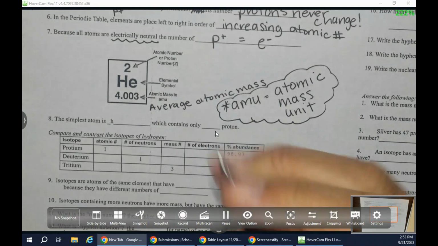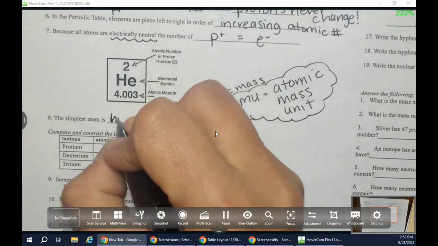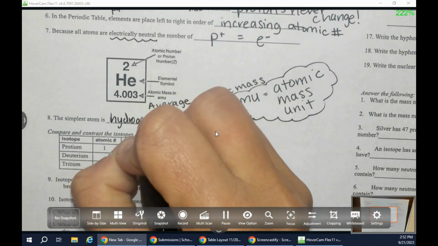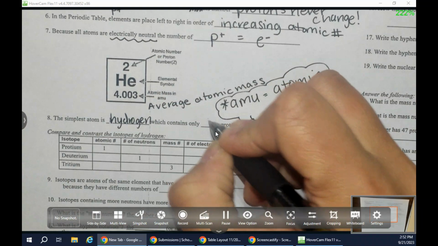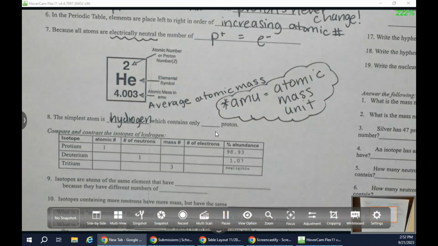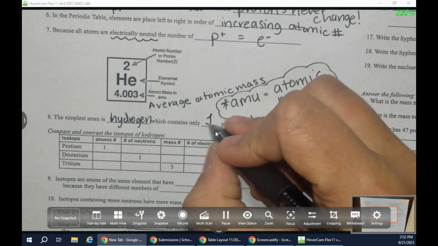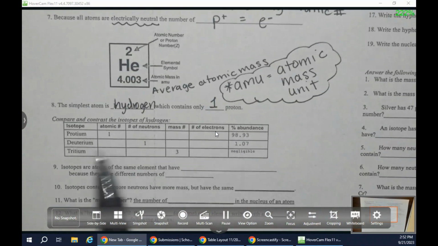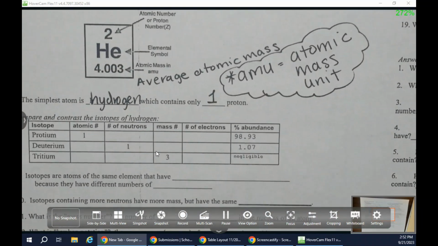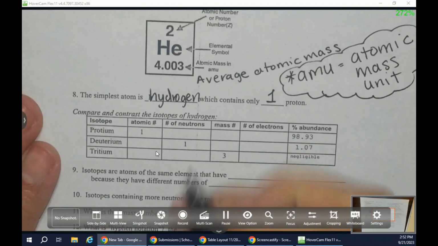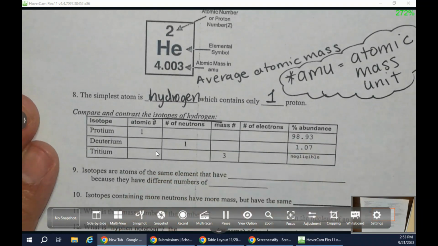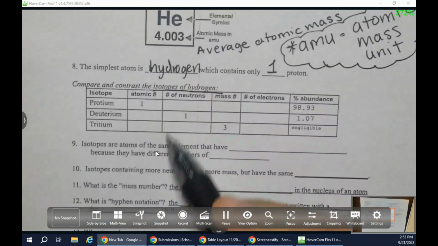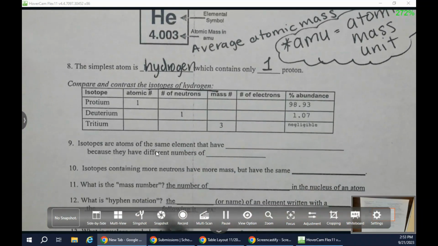The simplest atom is hydrogen. We're going to talk about this real quick. It only contains how many protons? One. Good. You could get that from the atomic number, right? What this little table down here with the fancy names on it is representing is your isotopes of hydrogen. So before we go to that, let's fill out these couple lines down here.